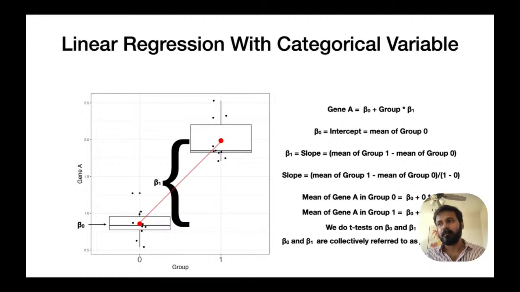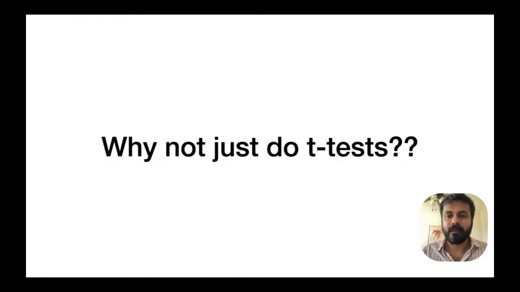I'll also be introducing you to some potentially new terminology. I'll be using the term parameters a lot in this talk. Parameters is just a collective term for these betas, beta 0, beta 1. Each of these is known as a coefficient, but I'll be using the term parameters more frequently.